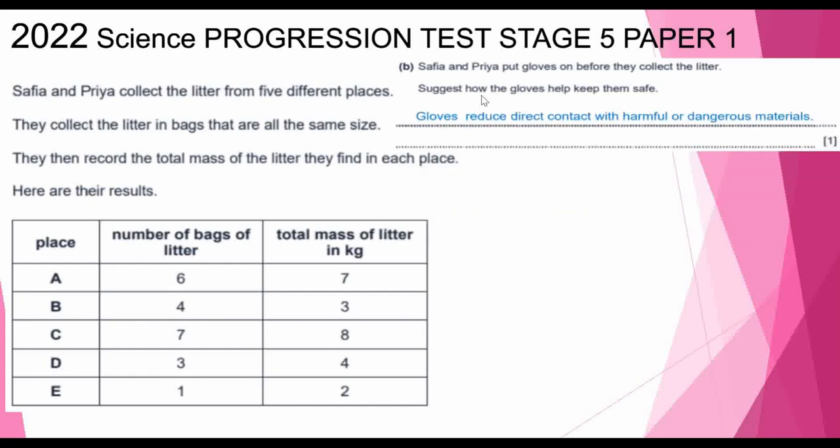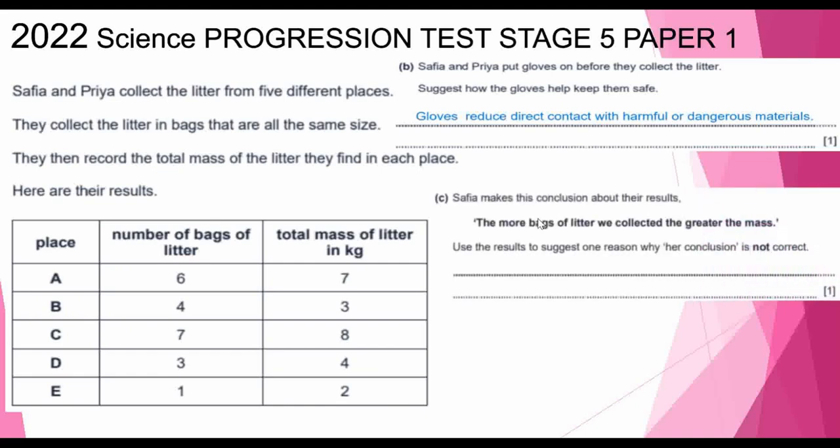Here we go. Gloves reduce direct contact with harmful or dangerous materials. Now we have question C. Safia makes this conclusion about their results: the more bags of litter we collected, the greater the mass. Use the results to show one reason why her conclusion is not correct.